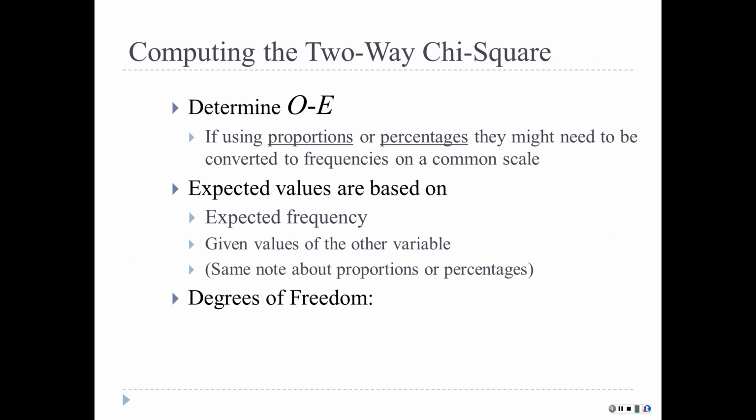You compute the 2-way chi-square. You're going to do the same thing as before. You're going to calculate observed minus expected for every cell in the table, for every frequency in the table.